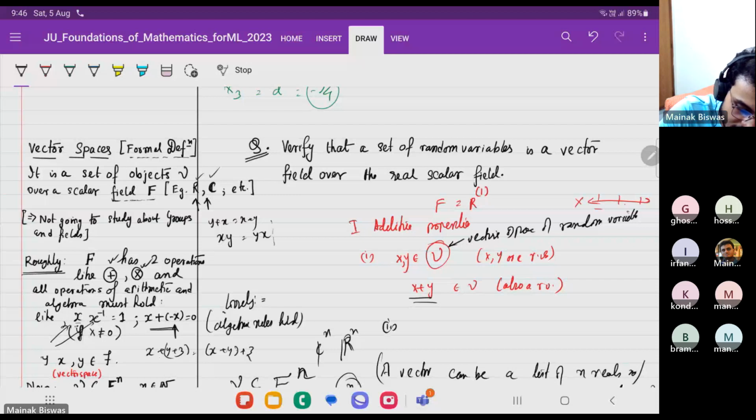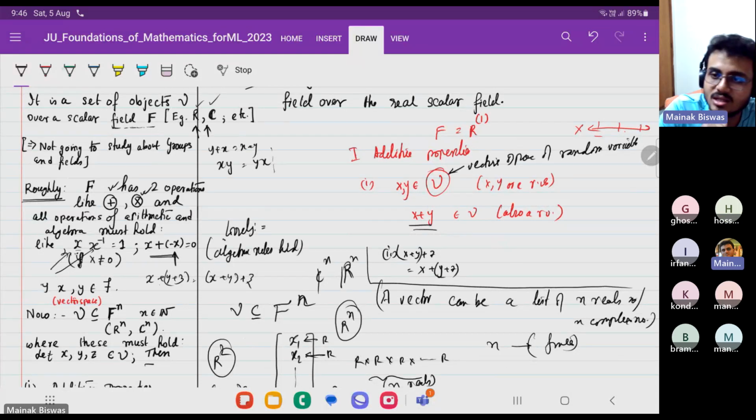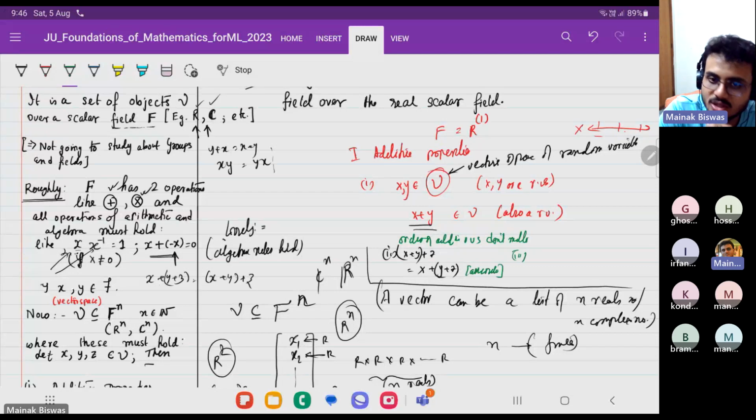Similarly, very short I will do. X plus Y plus Z is equal to X plus Y plus Z, grouped either way. So I can add random variables this way or this way. Does the order of adding random variables matter? It doesn't matter, right? This is your associative property. Similarly, number 3: do you agree X plus Y is equal to Y plus X in the case of random variables? Addition of random variables? Yes or no?